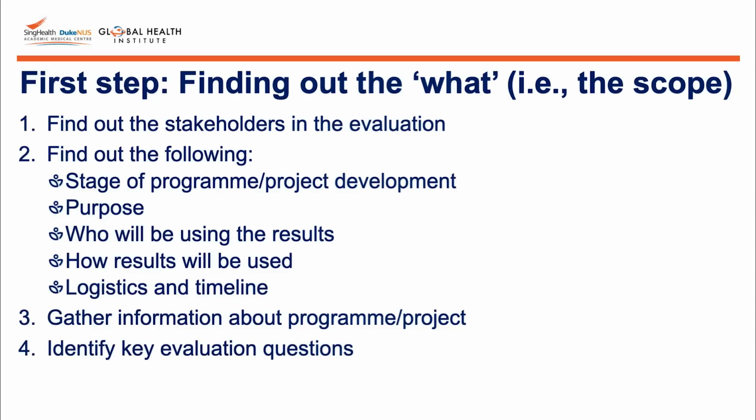The first crucial step is finding out the what, i.e., the scope of your evaluation. To do this, you need to identify all stakeholders involved in the evaluation, determine the stage of program or project development, such as planning, ongoing, or completed, clarify the purpose of the evaluation, identify who will be using the results and how they intend to use them, establish logistics and a timeline, gather relevant information about the program or project itself, and formulate your key evaluation questions.